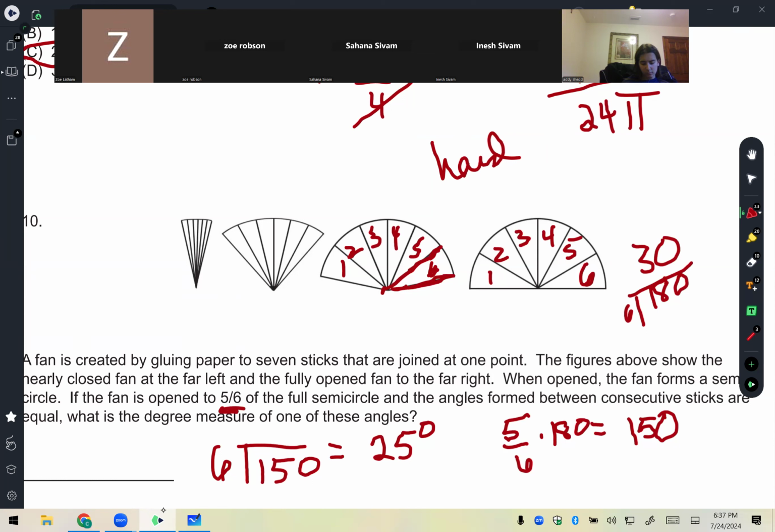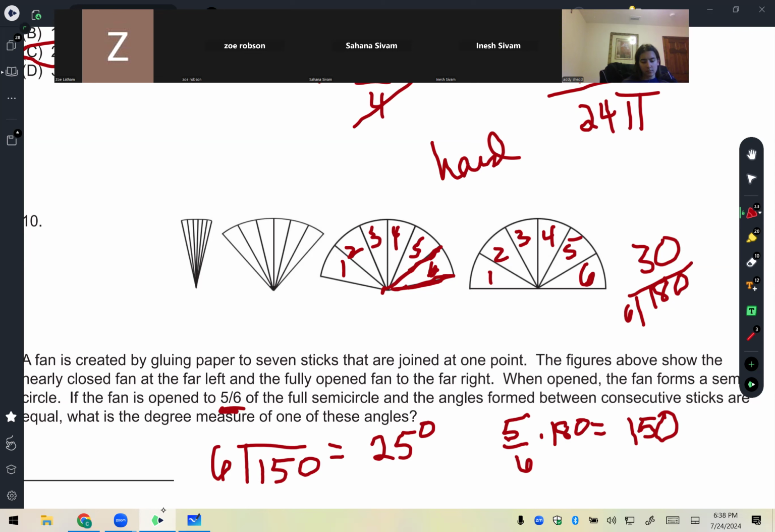Okay, let me just do roll call. Zoe Lapham, are you good with that? Zoe Robson? Yeah. Sehana. There's a roll call, and Idesh. Yeah. And Addie. You're good.